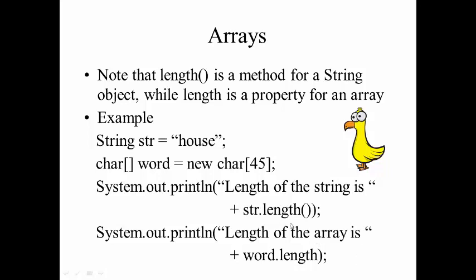In this example, the first println will print out the number of elements in the string, which is 5, and the length of the array is 45. So what would go to the output would be: str.length() would print out 5, and word.length will print out 45.